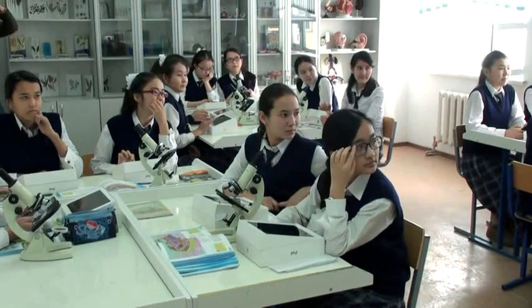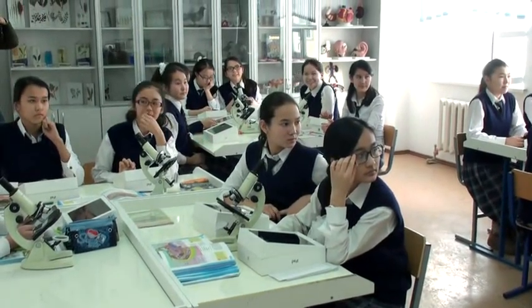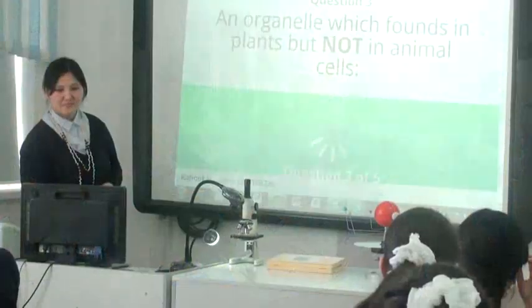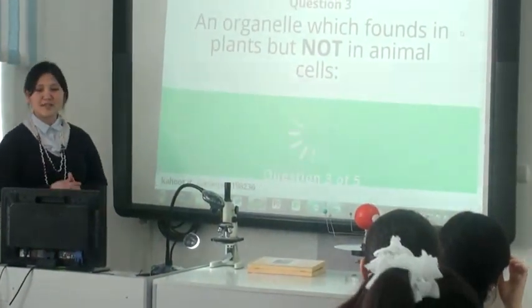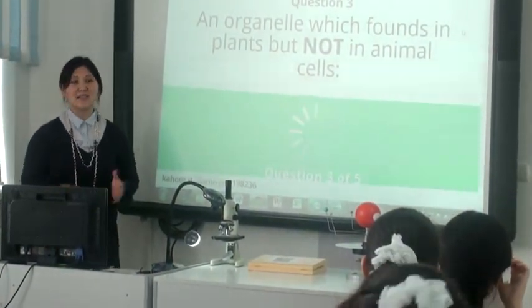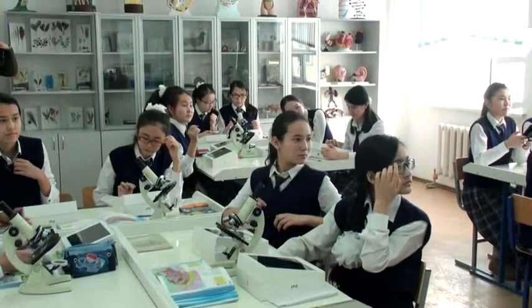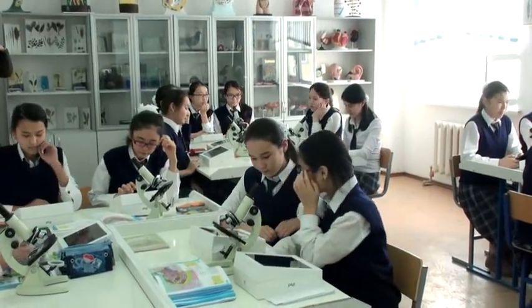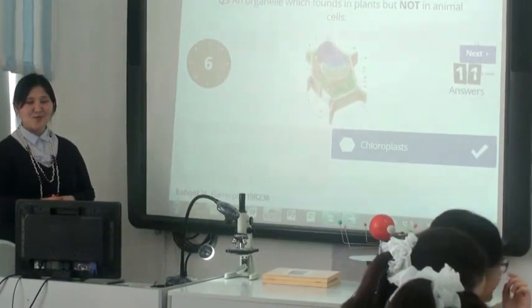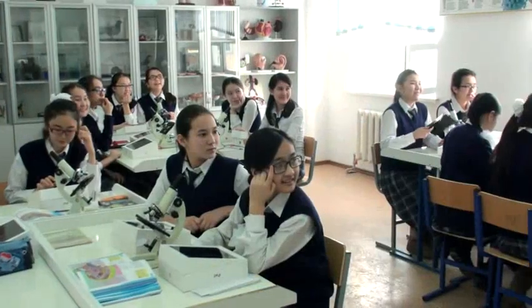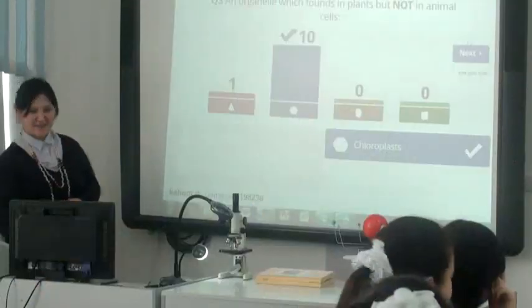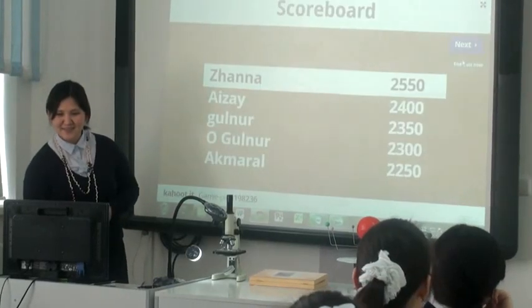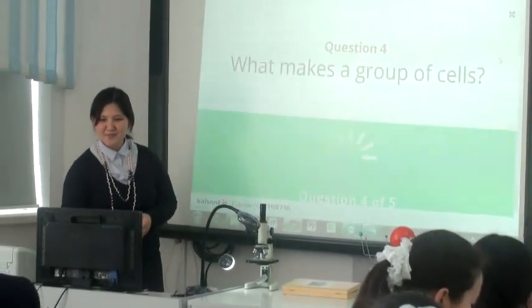Next question. Yeah, first here by speed was Nazirke. The third question, an organelle which is found in plants but not in animal cells. Here are the questions. You are so cute, quick. Yeah, next. Jana was first by speed.